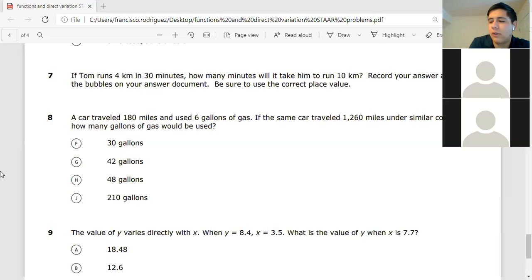Before we get the answer, did we set it up correctly? Yes. Okay, so how did you guys set up the equation? I put the miles over the gallons. Okay, miles over gallons. So that makes sense, right? But again, we could have done it either way. We could have done gallons over miles.